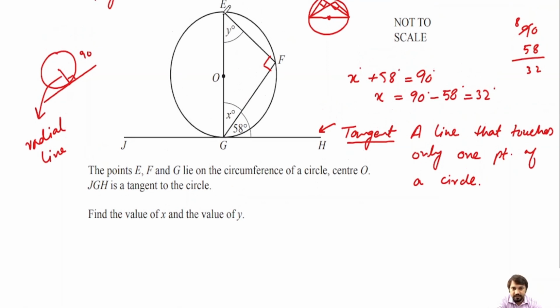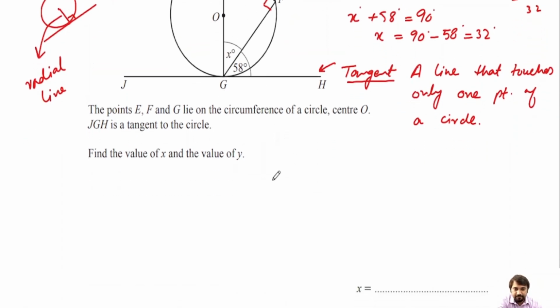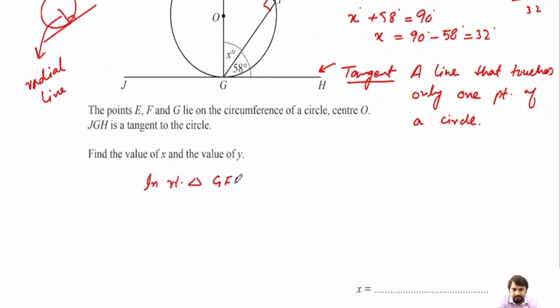This is a right angle triangle GFE. In right triangle GFE, we can sum up the interior angles: x degree plus angle F plus y equals 180 degree. Now putting in the values, the value of x is 32, which we have already found. The value of F, due to the semicircle angle, is 90 degree, and y remains the same.